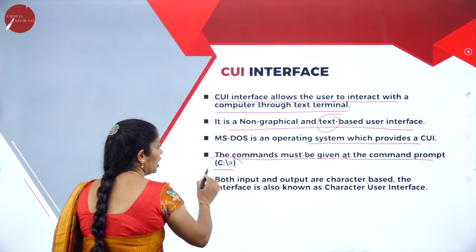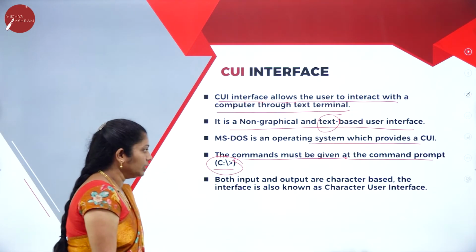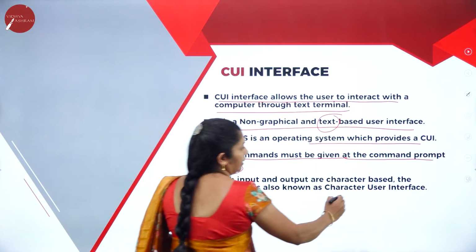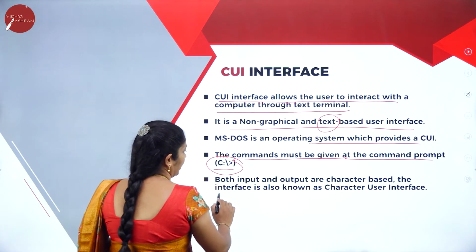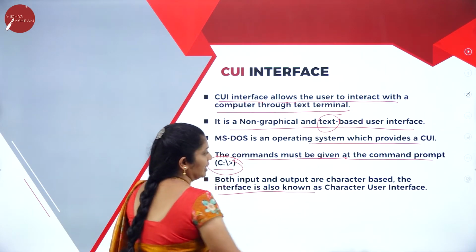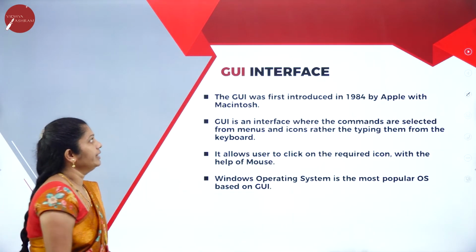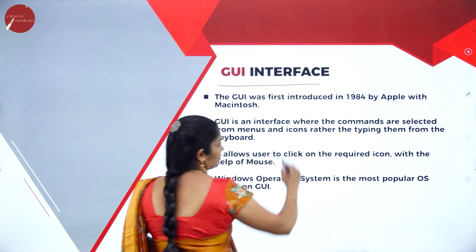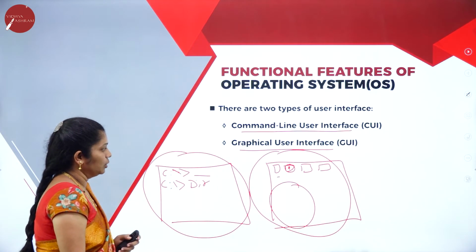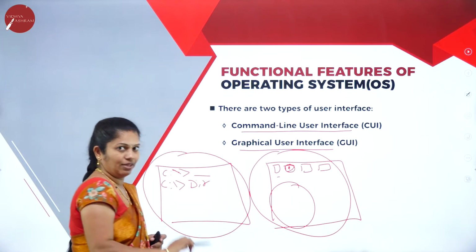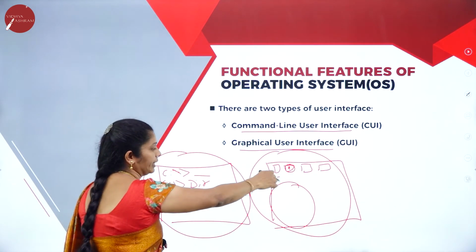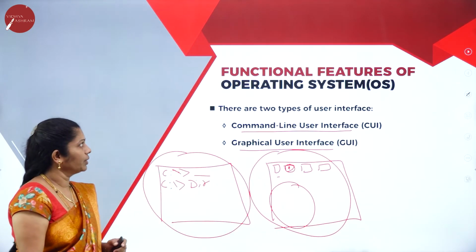On that prompt only, we have to type the code. Both input and output are character based. The interface is also known as character user interface. Next, when we come to the graphical user interface, as I already told you, there will be some graphics, some pictures. If you click on that, particular actions will be performed.